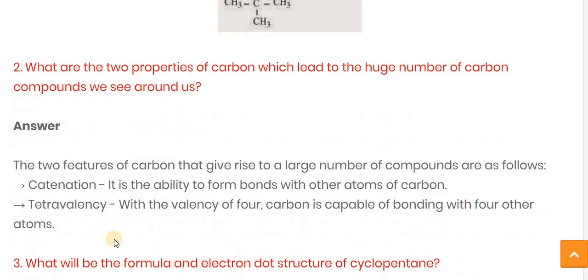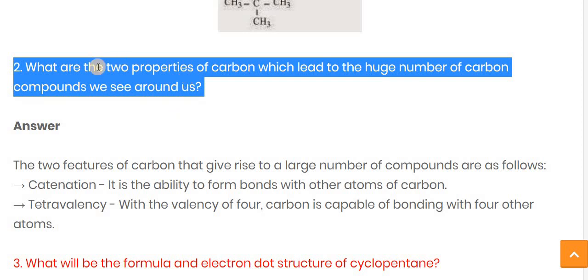Now let's move further. Question number 2. What are the two properties of carbon which lead to the huge number of carbon compounds we see around us, or which property makes carbon a unique atom? In both cases, we can write down the same answer as we discussed in the chapter explanation.